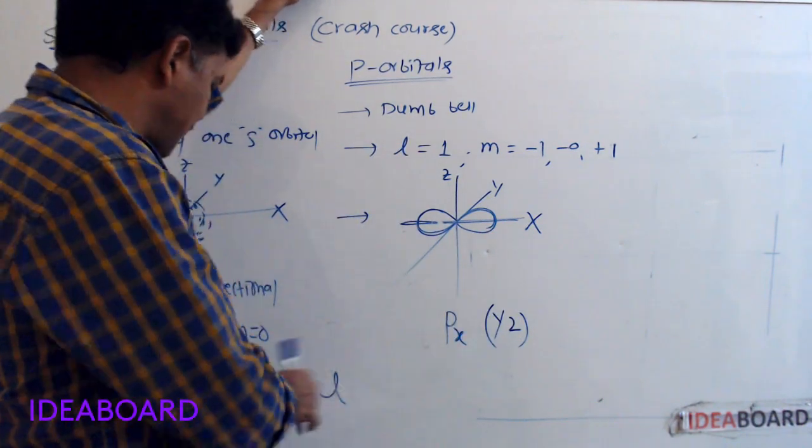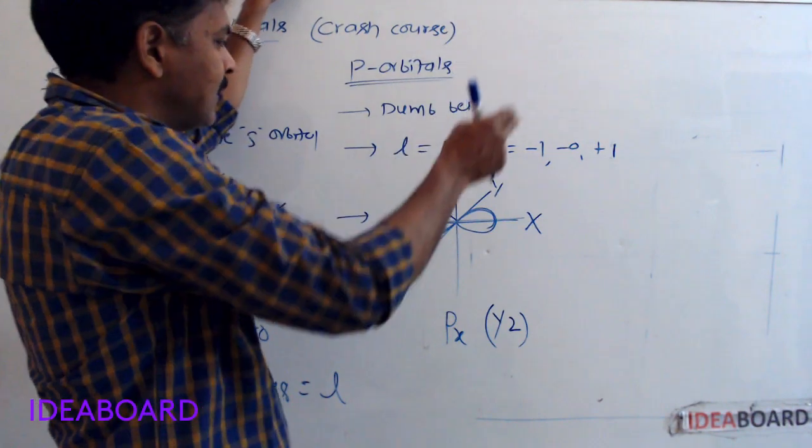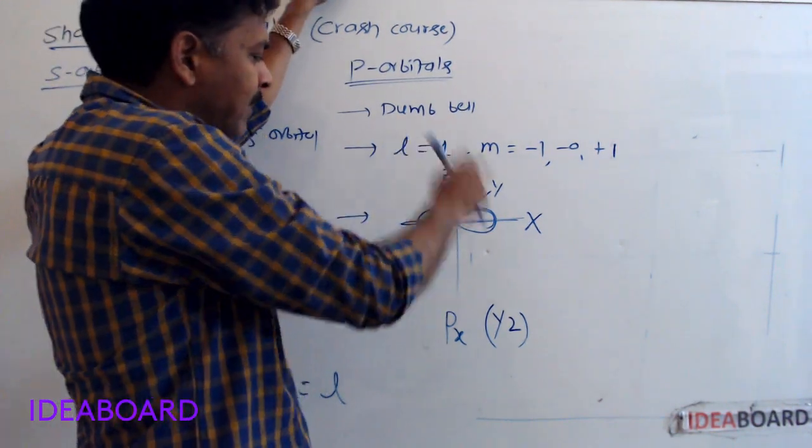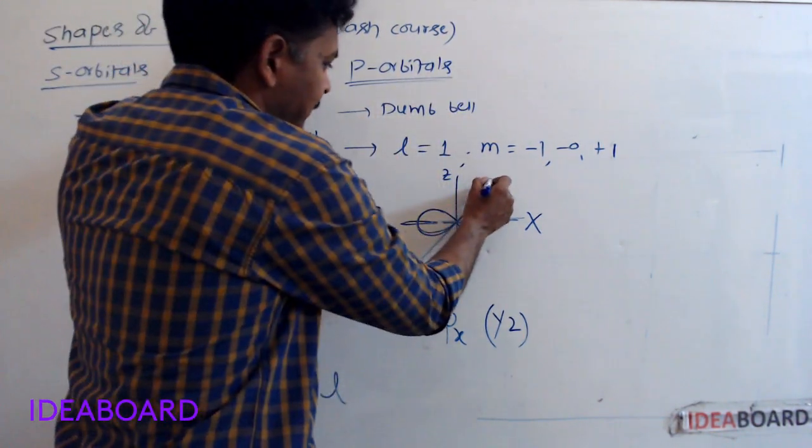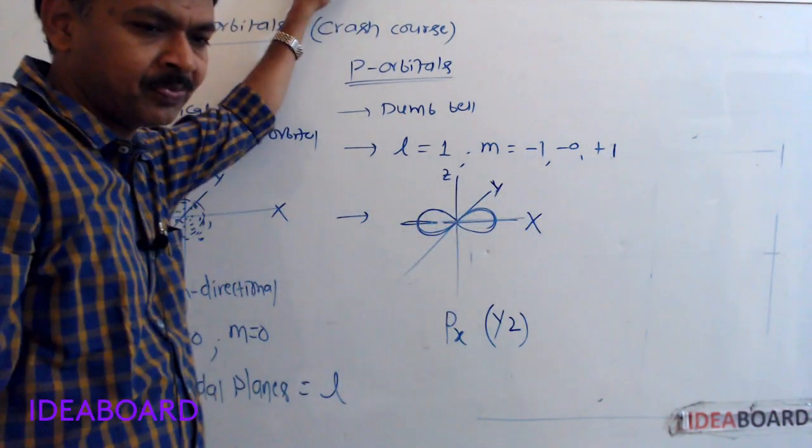Number of nodal planes is equal to L. For p orbitals, L value is 1. So p orbitals contain one nodal plane. For px, this yz is nodal plane.